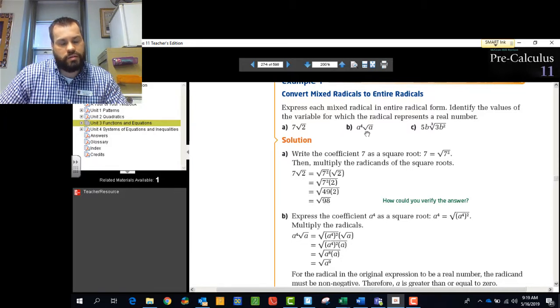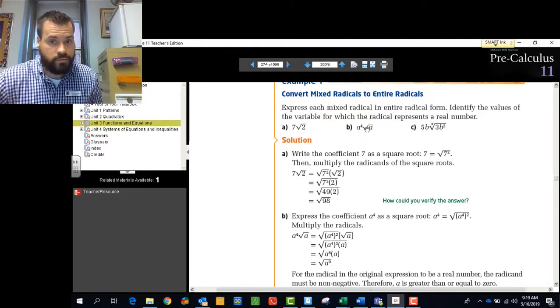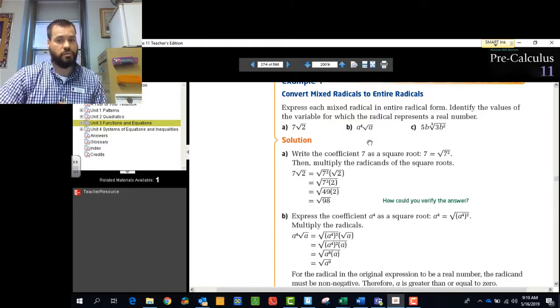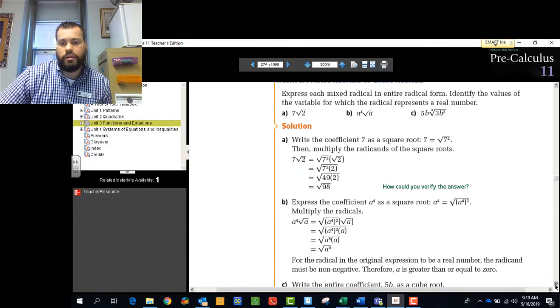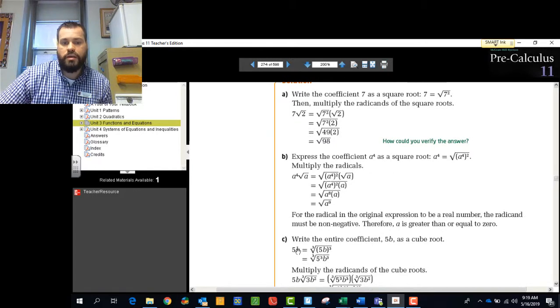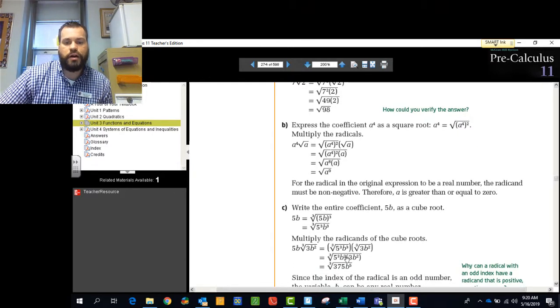All right, same thing with this one, a to the fourth, square root of a. So we take a to the fourth and we square it, and that gives me a to the eighth, and then we multiply it by a, and you get a to the 9. All right, this one, it's a cube root, so we're going to take 5b and cube it, so we get 5 cubed b cubed. 5 cubed is 125, so you can look at the answers here. And 5 cubed b cubed is 125b cubed, and then we're going to multiply it by 3b squared, and it's going to end up giving you this.